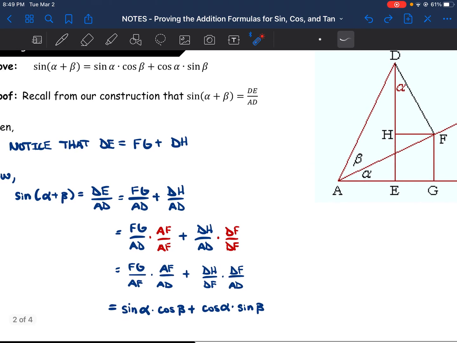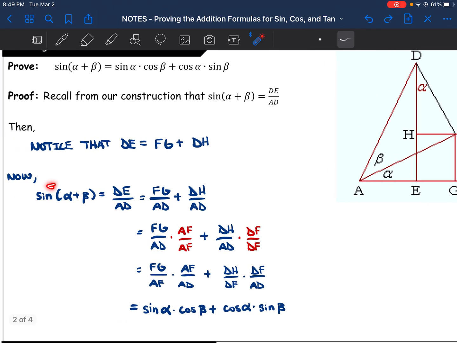But that's actually exactly what we wanted to prove. Notice we started with sine of angle alpha plus angle beta, and we ended with the result that we wanted. Sine of angle alpha times cosine of angle beta plus cosine of angle alpha times sine of angle beta. So that's the end of our proof. We'll do a little box here and fill it in. That means end of proof. And we're done. We've proven the result that we wanted to prove.